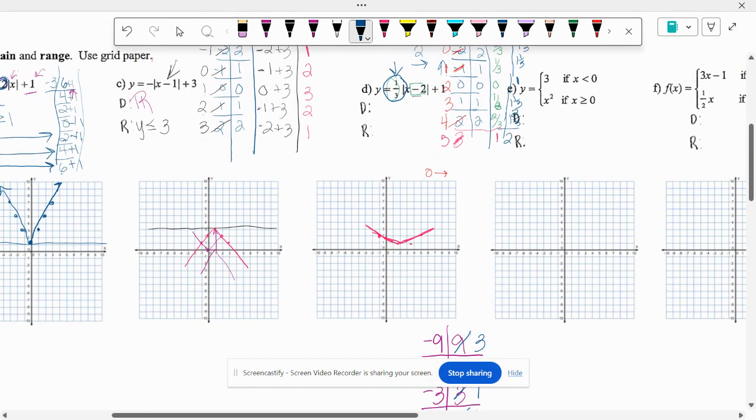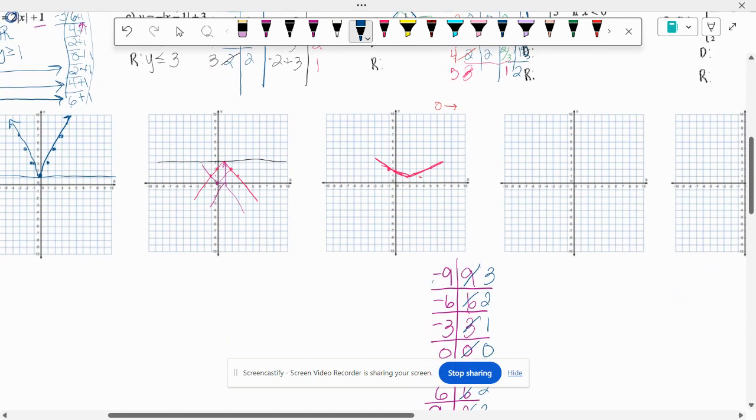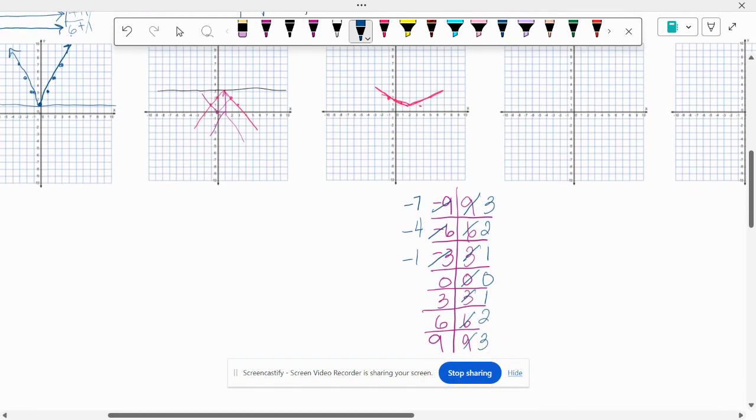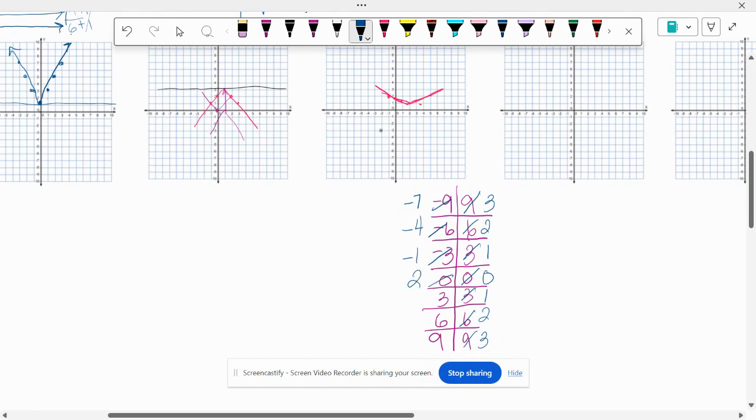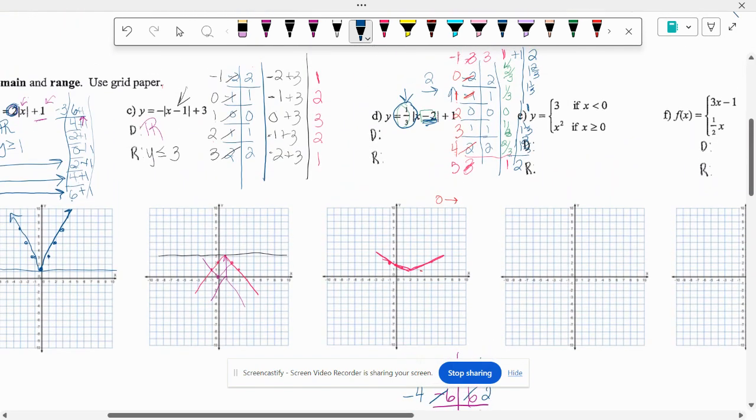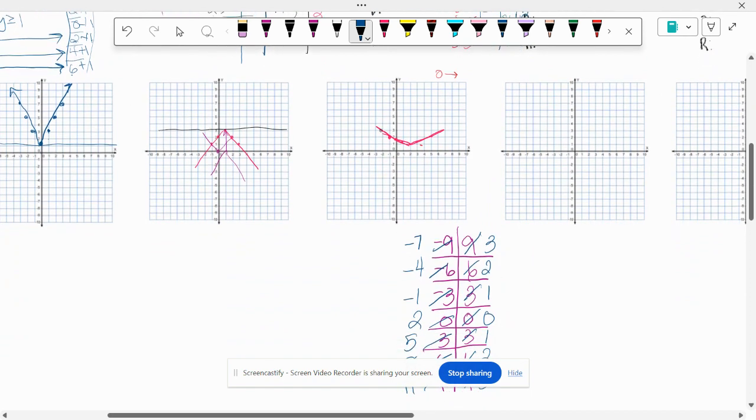Then I have to move 2 units to the right. So instead of x being negative 9, plus 2 is negative 7. Negative 6 plus 2 is negative 4. Negative 3 plus 2 is negative 1. 0 plus 2 is 2. 3 plus 2 is 5. 6 plus 2 is 8. And 9 plus 2 is 11. So I might not be able to graph that one. And then lastly, we add 1 to each one of our outputs. So 3 plus 1, all of these get a 1 added to them.